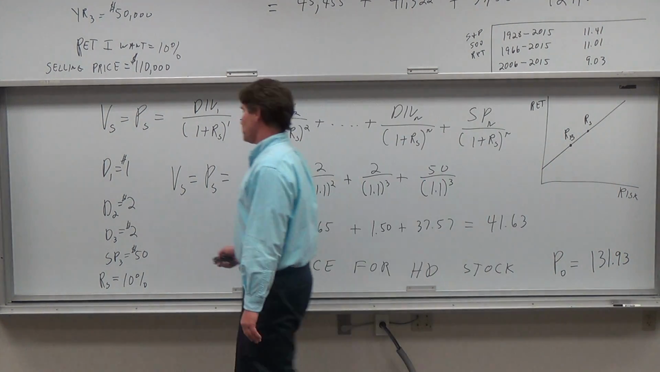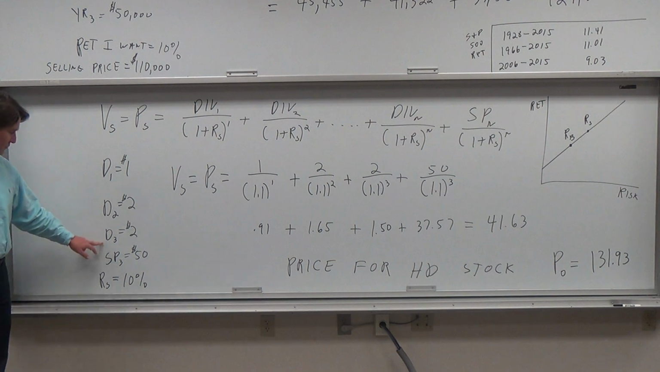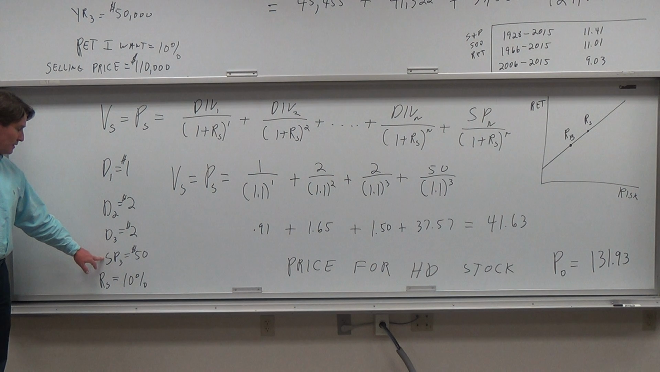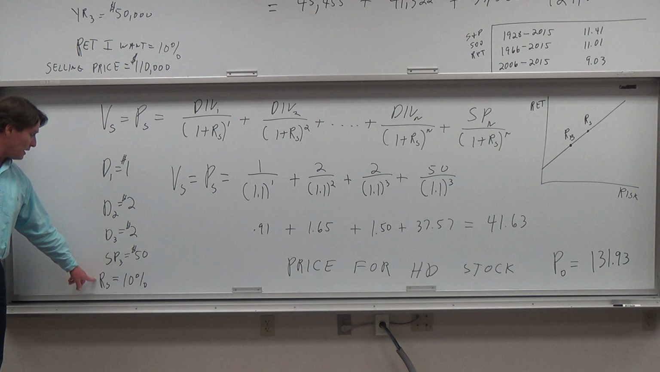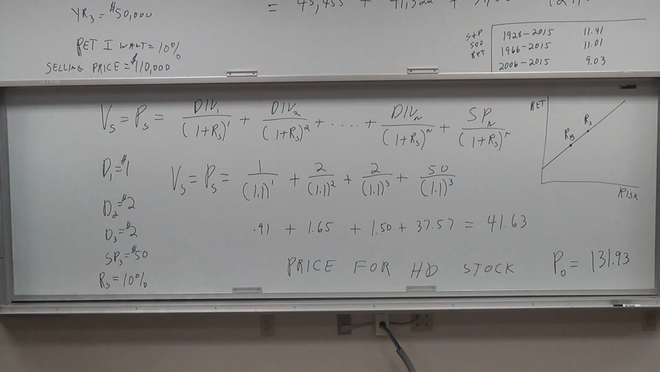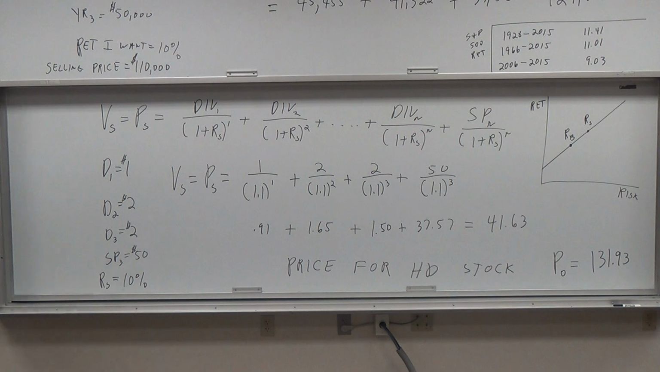So let's go ahead and do an example. I'm looking at buying a share of stock. This stock, I expect a dividend of $1 a year from today, a dividend of $2 2 years from today, a dividend of $2 3 years from today. I expect to sell it in 3 years for $50, and I want a return of 10% on my investment. I'm using 10%. It's a real easy number to work with. Okay, so I'm using 10%.